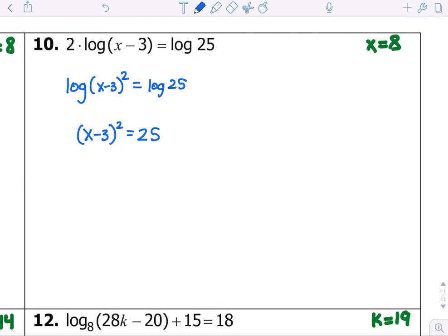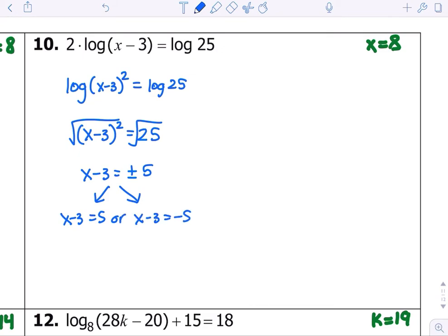So let's solve for x. So let's square root both sides. So x minus 3 is going to equal plus or minus 5. And then that's going to give us really two equations, right? x minus 3 is equal to 5, or x minus 3 is equal to negative 5. Add 3 to both sides. x is going to equal 8. Add 3 to both sides. x is going to equal negative 2.